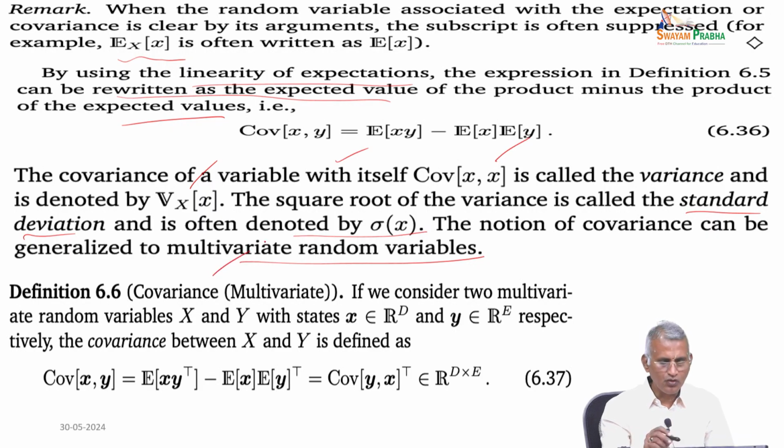Next definition is the covariance of multivariate random variables. If we consider two multivariate random variables x and y, with states x in R^d and y in R^e, respectively, the covariance of x and y is defined as covariance of x comma y equal to expectation of x y transpose minus expectation of x into expectation of y, the whole transpose, which is equal to covariance of y comma x transpose, in R^(d cross e).